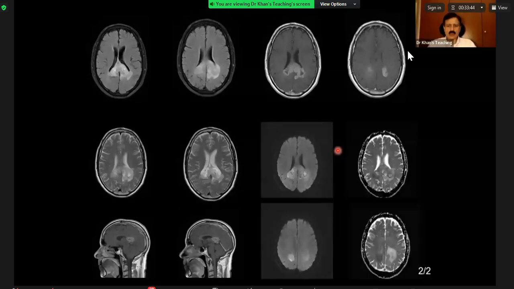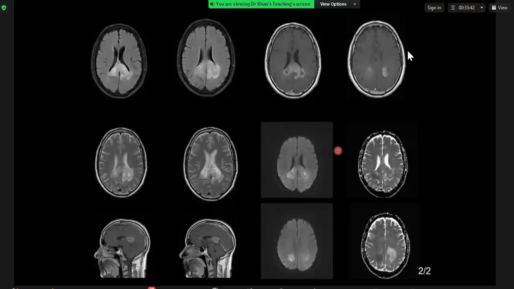So what is your conclusion? So it could be either, but I think given there is some irregular enhancement, this is more likely to be a GBM.